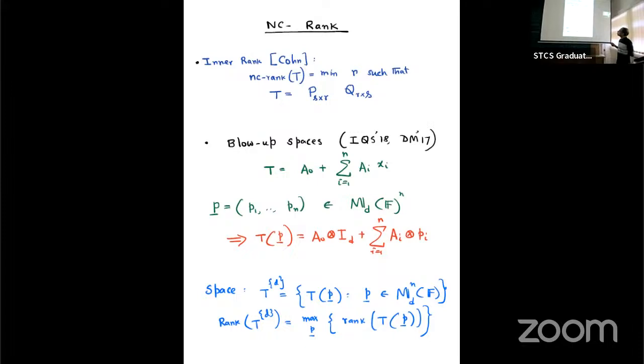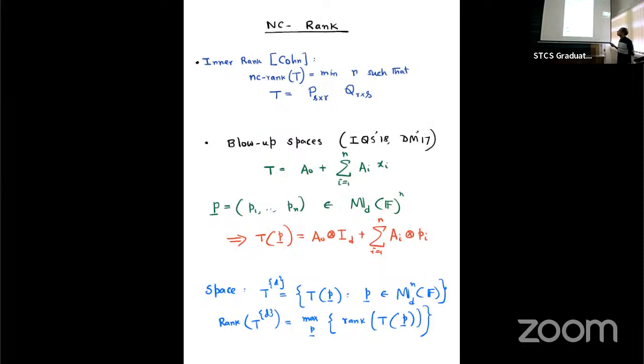So what are blow-up spaces? The non-commutative rank seems to be the same as... So are you saying that that's the definition? Right, that's the definition. But that's the same notion as commutative rank. Because of this other characterization of that rank, it is easy to compute. That characterization I'm going to define. This definition makes sense over any field. Whenever you have a field, you can have this definition.